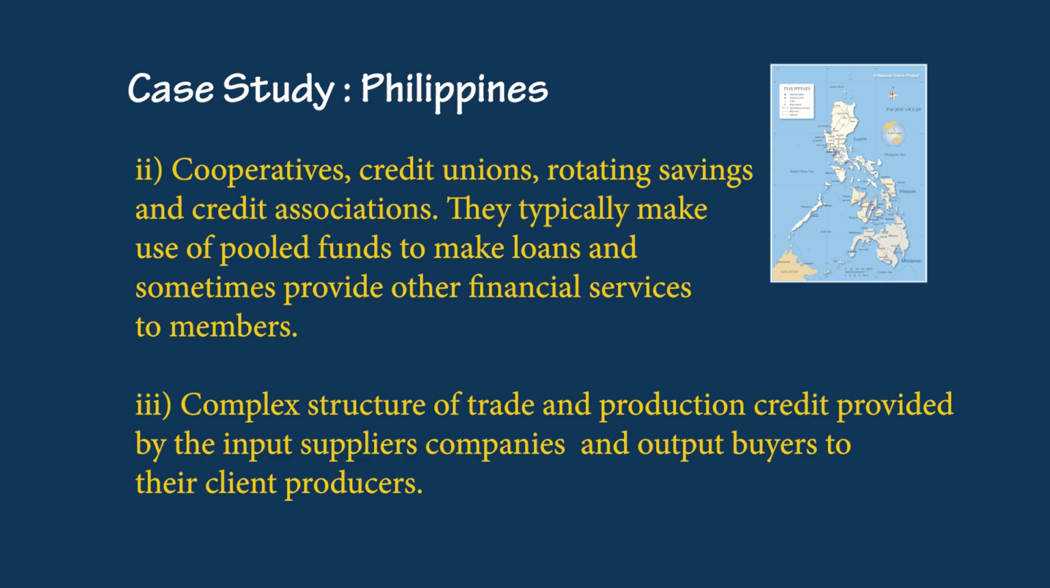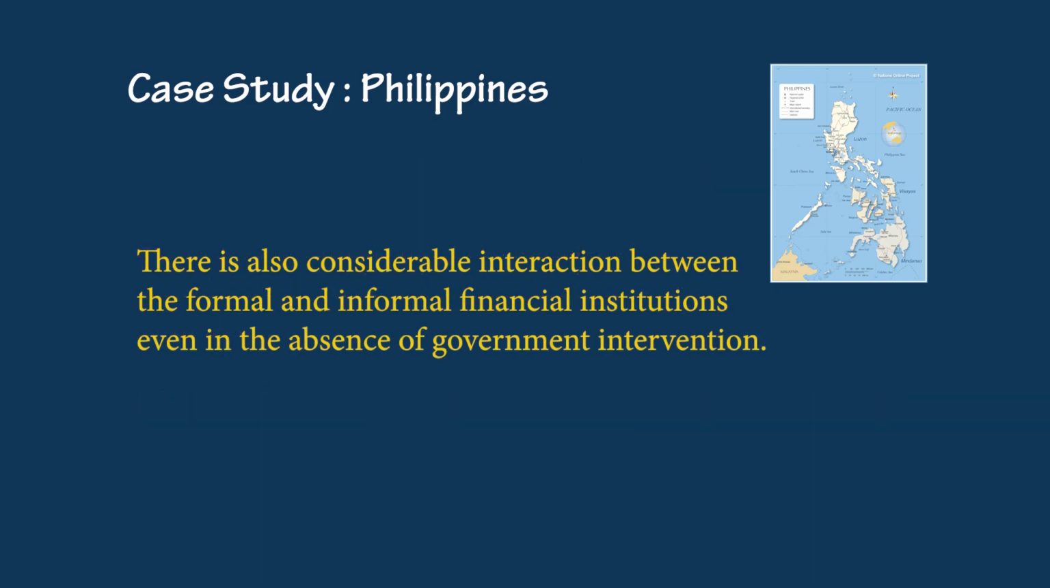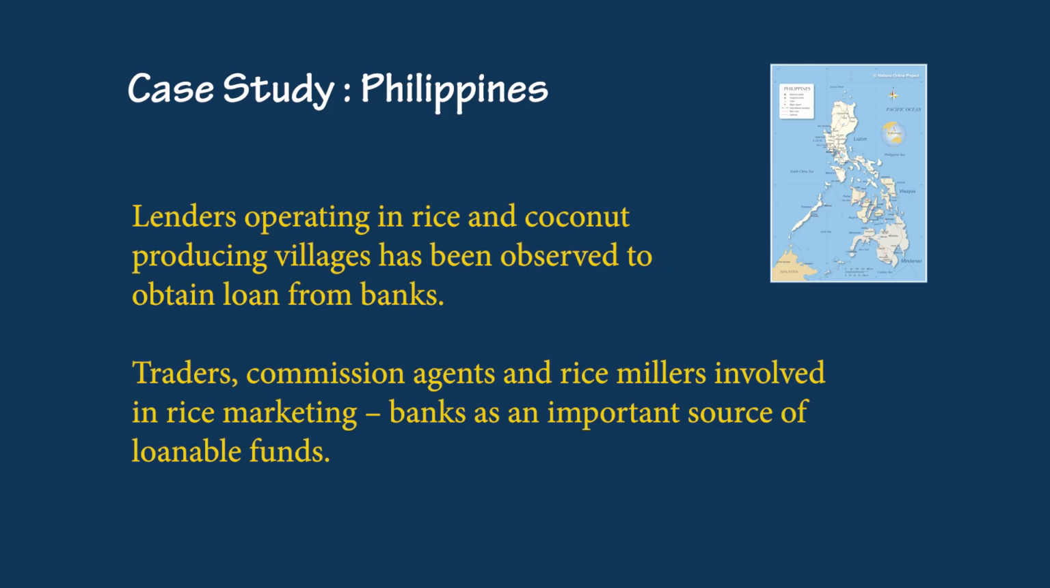There is also a complex structure of trade and production credit provided by the input suppliers. There is also considerable interaction between the formal and informal financial institutions. The lenders operating in rice and coconut producing villages have been observed to get loans from banks. Traders, commission agents, and rice millers involved in rice marketing also use banks as an important source of loanable funds.